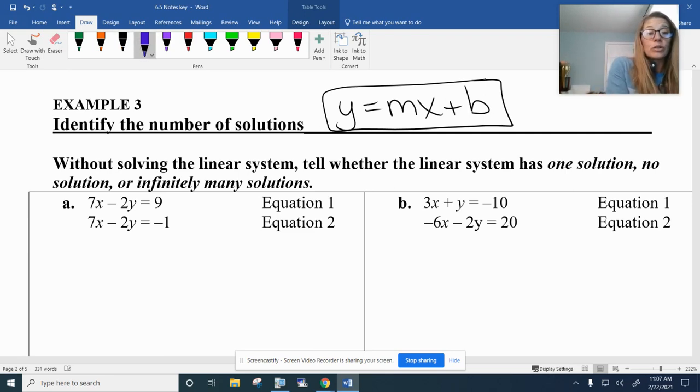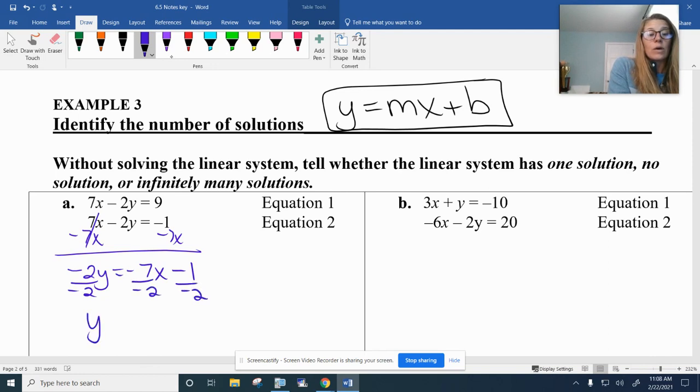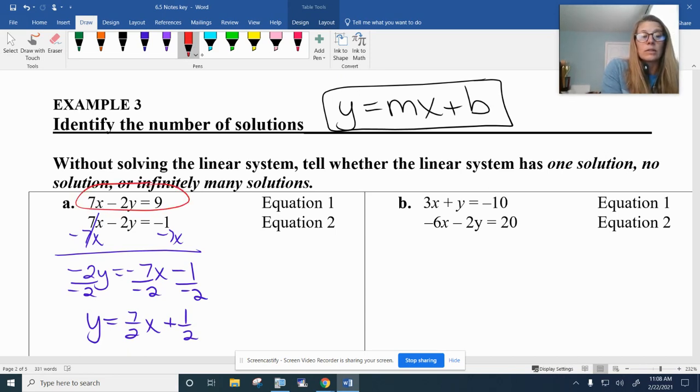So if I'm going to do that here, for equation 2, I'm going to move my 7x over. And that gives me negative 2y equals negative 7x minus 1. And then I have y equals positive 7 over 2x plus 1/2. Now, if I want to do this for the second equation, just so you can see the difference. Look at the difference here. The only difference is the C value. The X and the Y were exactly the same. So watch what happens with this one.